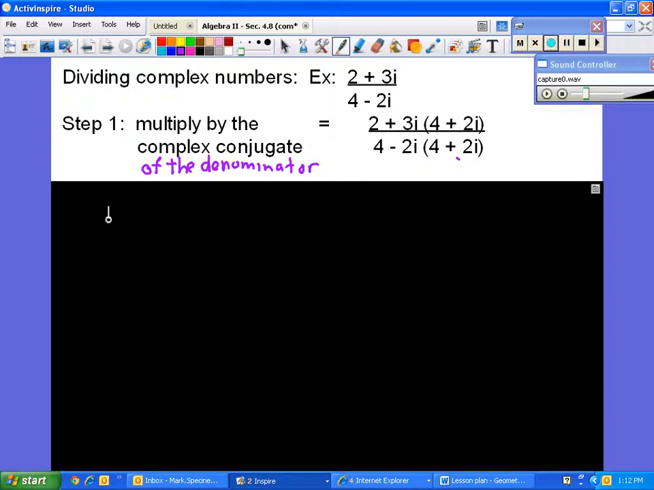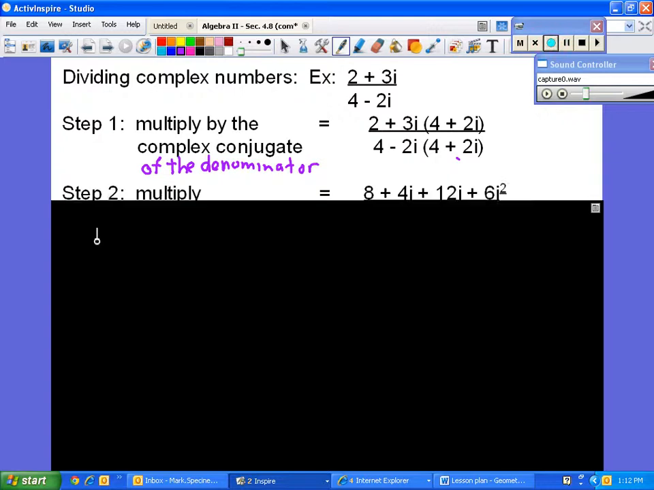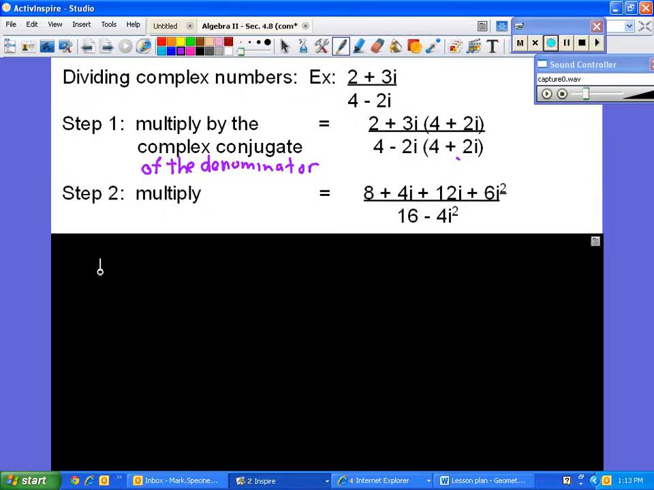So 4 plus 2i divided by 4 plus 2i is 1. So what's going to happen is we're changing the form without changing the value, which we're allowed to do in math. Now we have 2 pairs of binomials, and we're going to multiply them together, the top by the top, bottom by the bottom. We're going to use the FOIL method. Well, you don't have to. You can use double distribution.